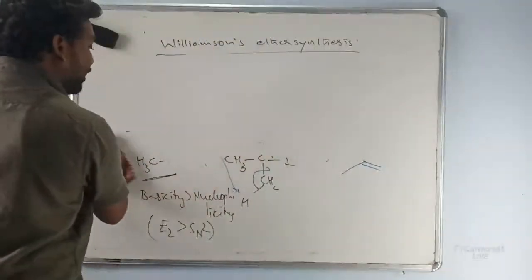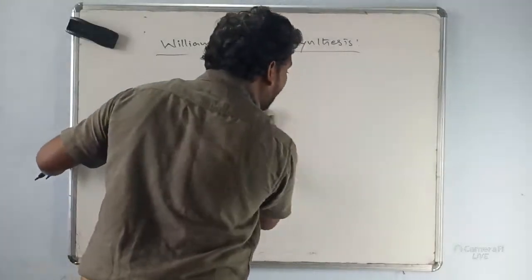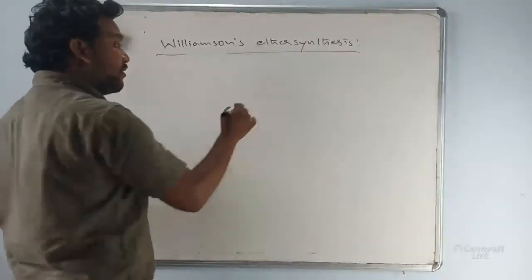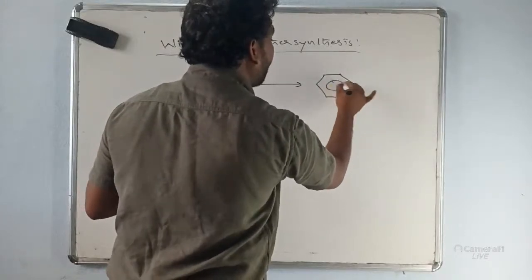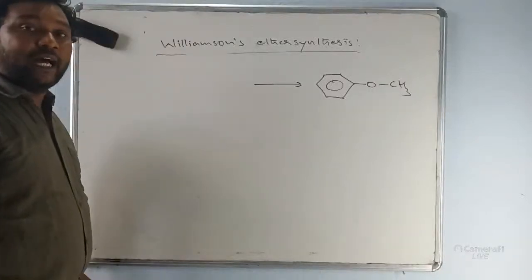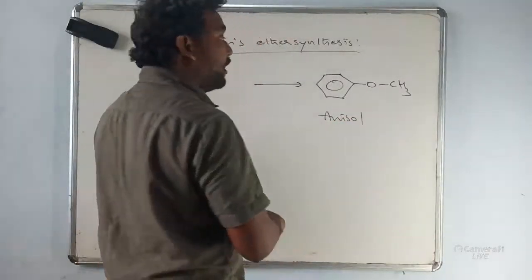Let me tell you some important things about this Williamson synthesis. Is it possible to prepare aromatic ethers? Suppose you want to prepare this compound. What is this? Anisole, right? Very good, this is called anisole. So in this anisole, let's see how to prepare it.